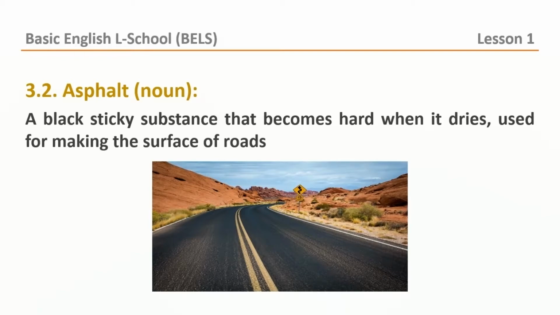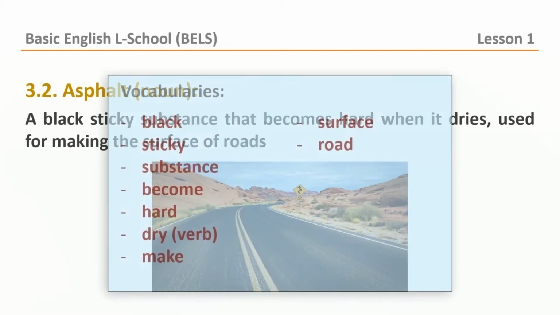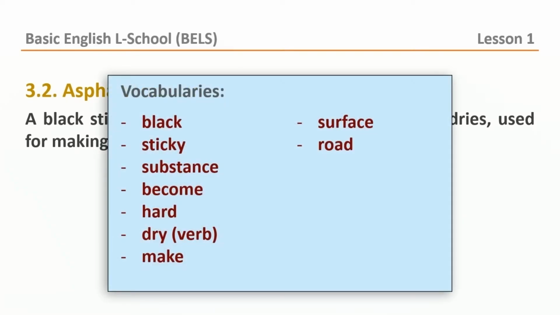Asphalt. It's a noun. A black sticky substance that becomes hard when it dries, used for making the surface of roads. This slide's vocabularies are black, sticky, substance, become, hard, dry as a verb, make, surface, road.